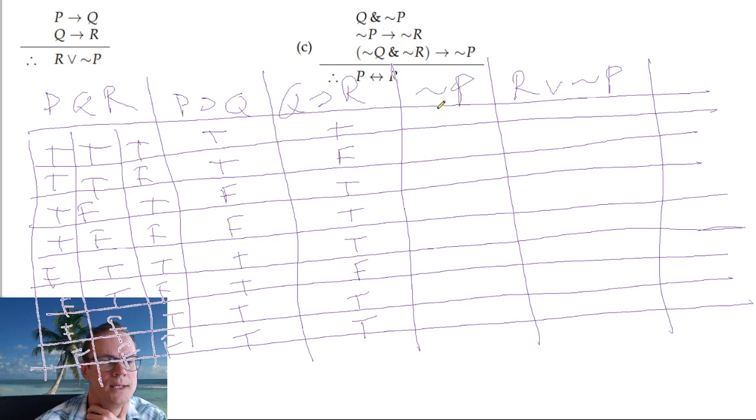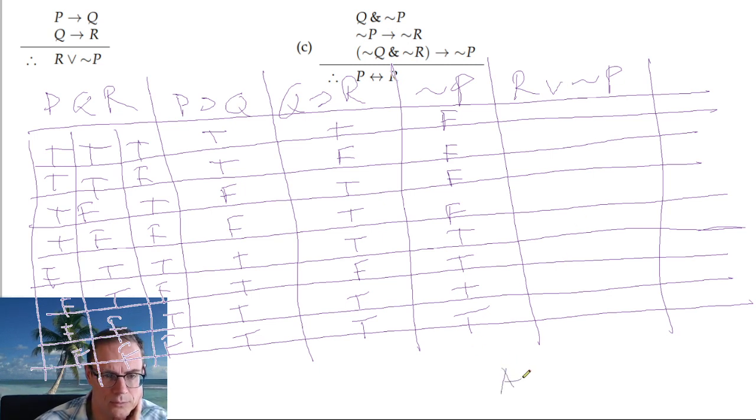All right, not P is simply the reverse of what P says. So true is false, true is false, true is false, true is false, false is true, false is true, false is true, false is true. All right, and finally we have R or not P.